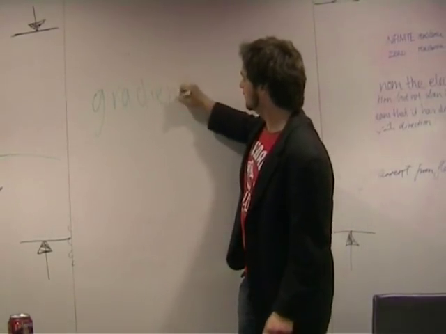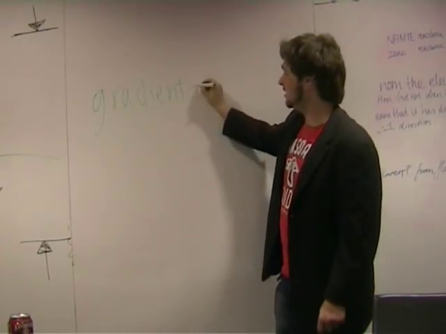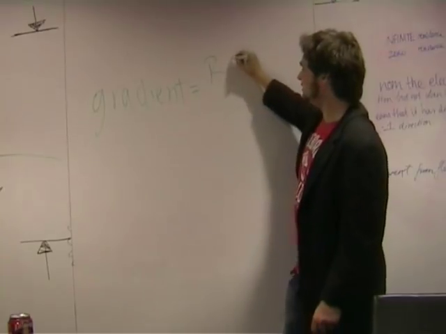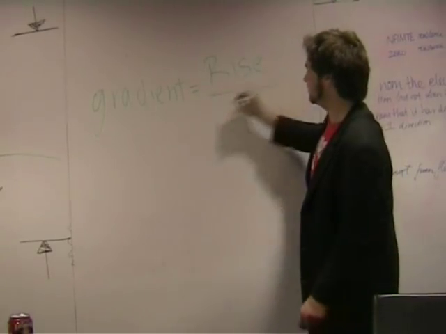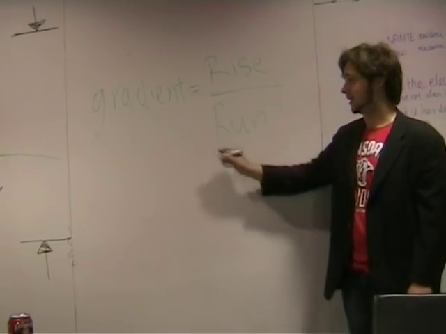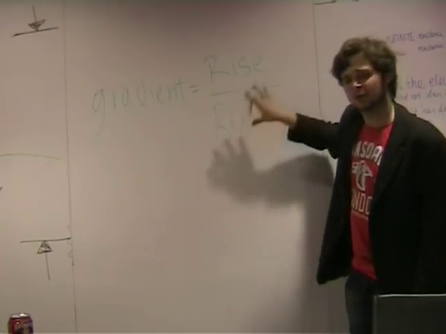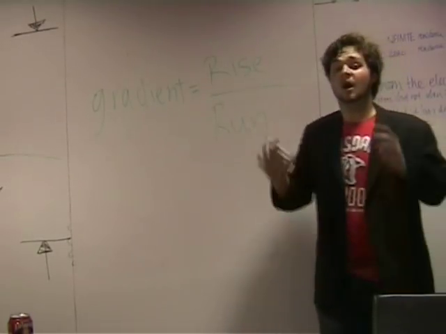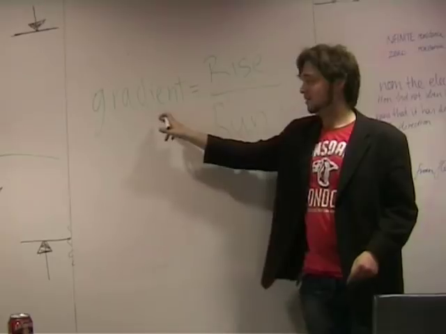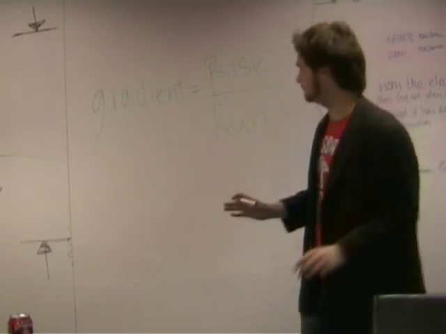Gradient equals rise divided by run, okay? Like that. Gradient equals rise divided by run. That may not make sense at the moment, but it will. Whenever your teacher says gradient, I want you to think rise over run, all right? Rise over run.